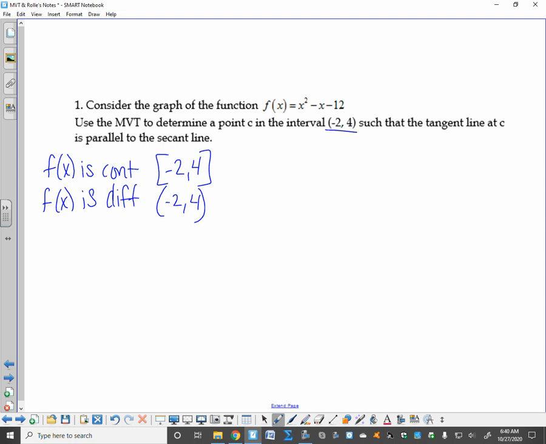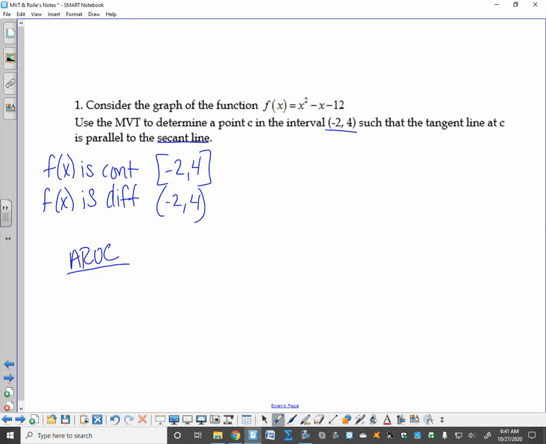Okay, we're in. It says use the MVT to determine a point C. Okay, so guys, C is an X value. I'm looking for an X value that should be in between the -2 and the 4 X values, such that the tangent line at C is parallel to the secant line. Okay, so the first thing I need to do, guys, is I need to find my secant line. I know you want to jump in and take the derivative, but I need to find the AROC first.